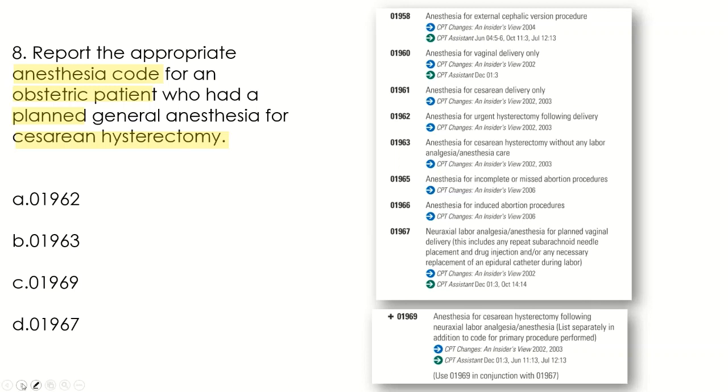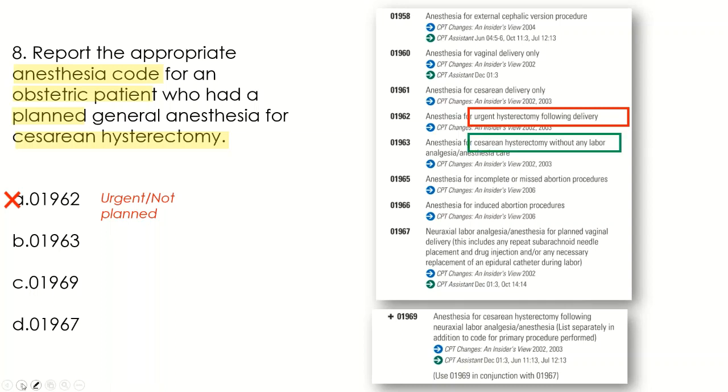Okay, here are our codes. First, 01962. It says anesthesia for an urgent hysterectomy following delivery. Do we have either urgent or delivery mentioned or documented here? No, of course we don't. They are not in our keywords, and we know if our keywords do not match the code descriptors, we can eliminate it. So we're gone with A.